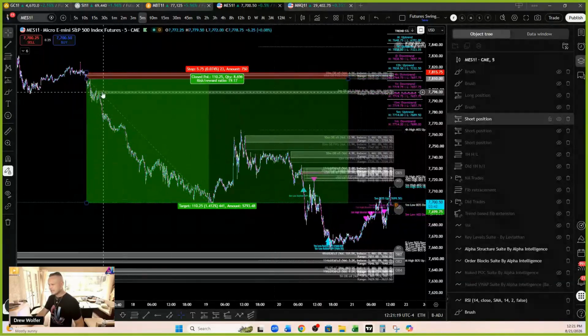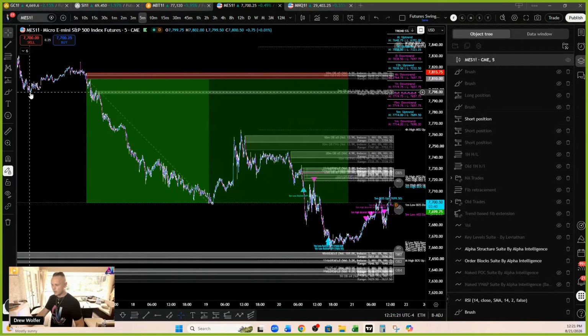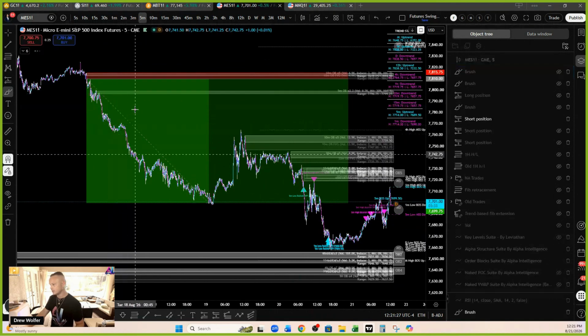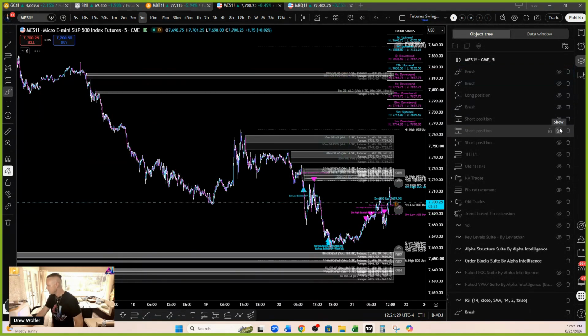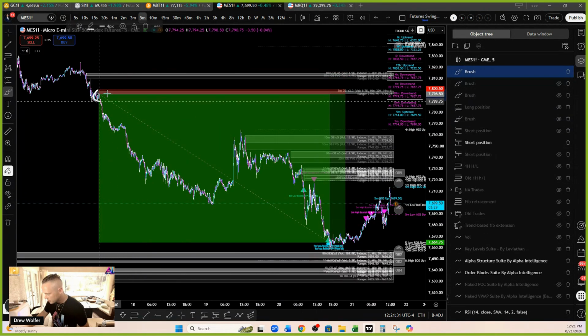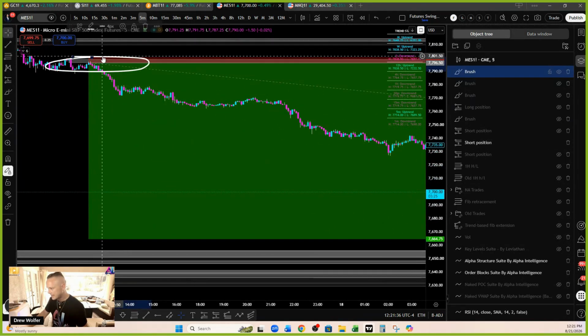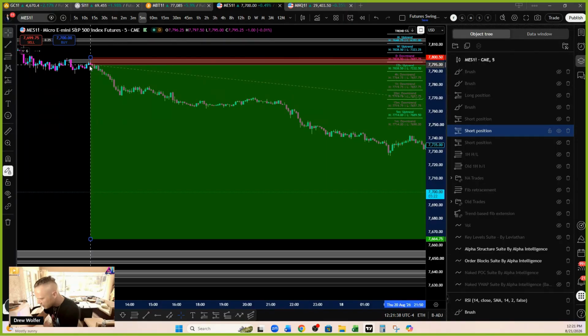Now, let's say you didn't get this one and you're like, you know what? I'm going to wait until we get the continuation structure and we break these lows and then I'll enter. Fine, perfectly fine. Because guess what? You got your entry right here. And we're going to zoom in and we'll drag this down to where it's at the fair value gap instead. So the fair value gap was right there, okay?